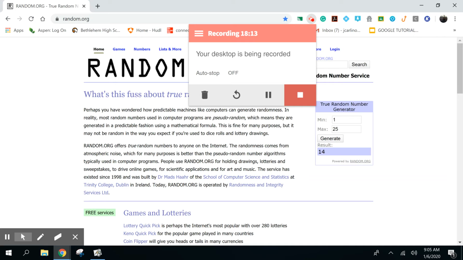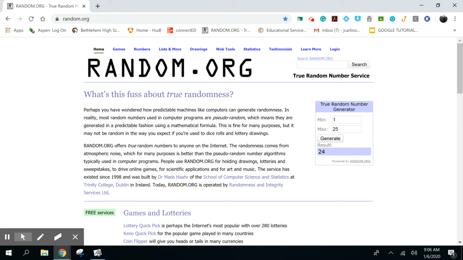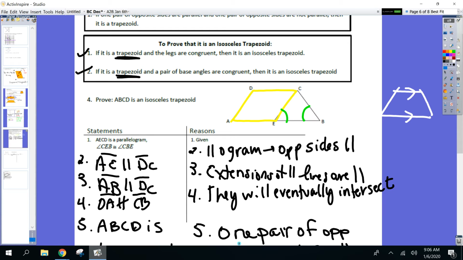Both can be done. The legs can be proven congruent, and the base angles can be proven congruent. Both could be done. Just a matter of which one you chose. So I'm just going to listen to number 24. Which way did you do? Legs or base angles? Legs. Did I have any base angles, people? Just one? Okay, we'll talk at the end, Logan.